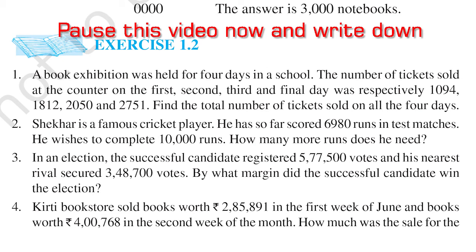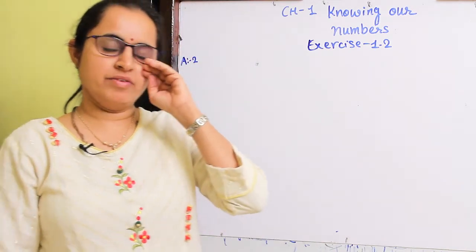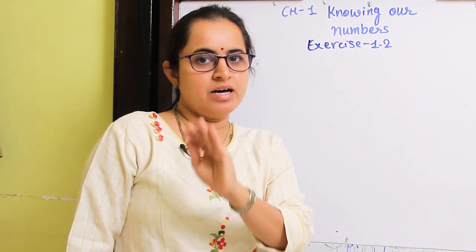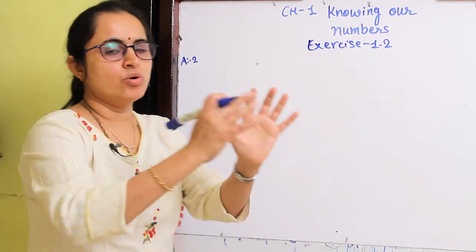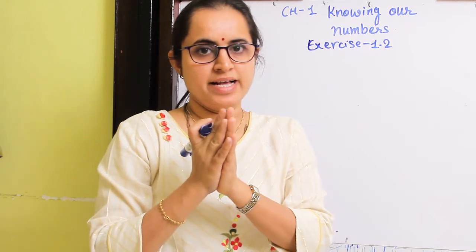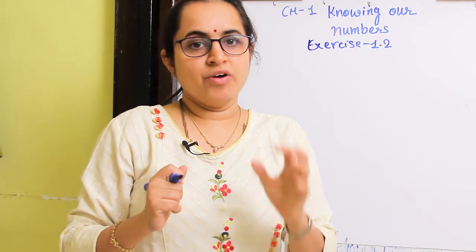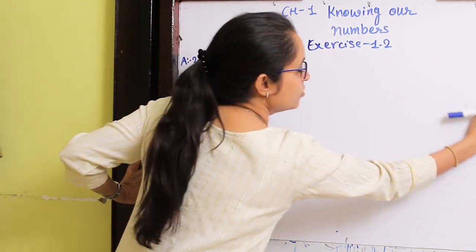Now the answer. Please verify your answer. Total number of tickets sold on all 4 days is 7707. Please check your answers correctly. So the answer you have to write: a total of 7707 tickets were sold on all 4 days. This is your answer. Check your answers and please write this question.